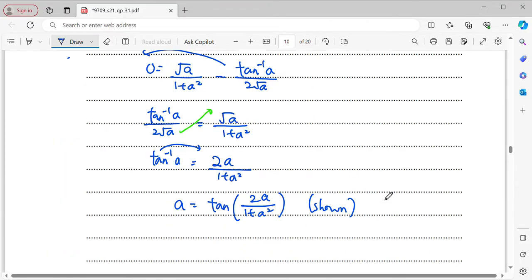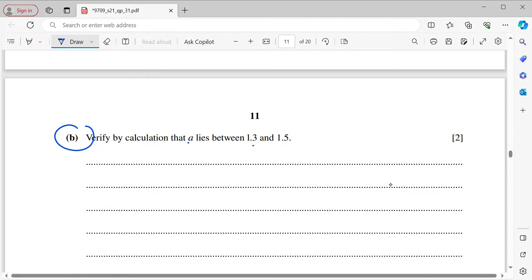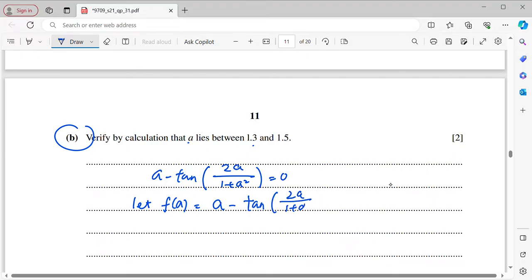So I have to copy the previous equation and I move this tangent to the left hand side. Okay, so I will write A minus tangent A over 1 plus A squared equals to 0. Then I will let these two terms be f(A). Now we need to prove that it lies between 1.3 and 1.5. So just replace the A by 1.3 and 1.5.